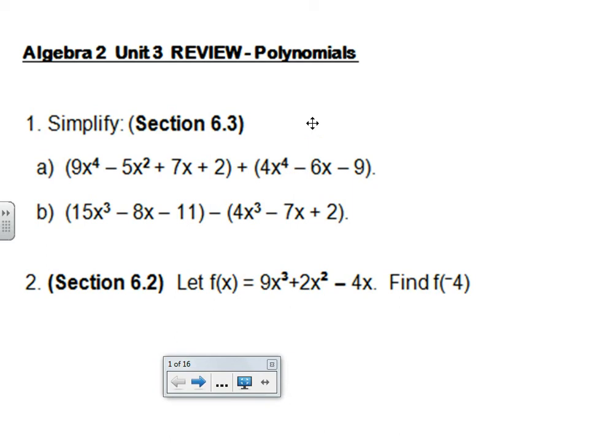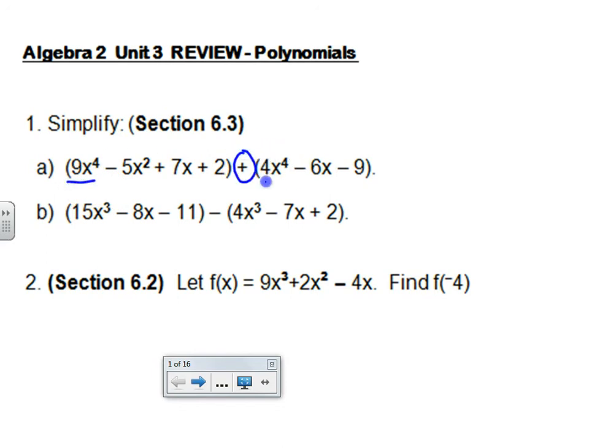So Unit 3 is discussing various polynomial functions and the different attributes of those functions. There's a lot in this unit, so make sure you study this for quite a bit before you take your exam. In section 6.3, we're just simplifying polynomial expressions, and it would be best if you could write your answers in standard form. So I notice we're adding these two polynomials together.